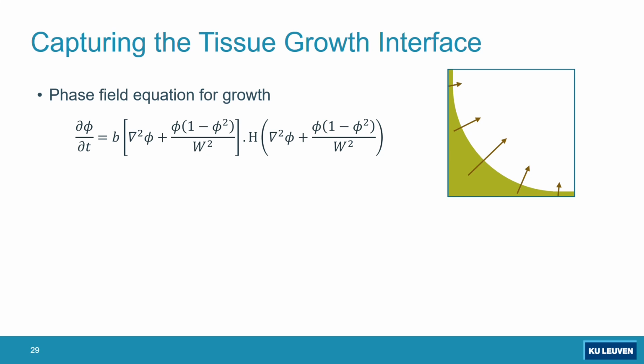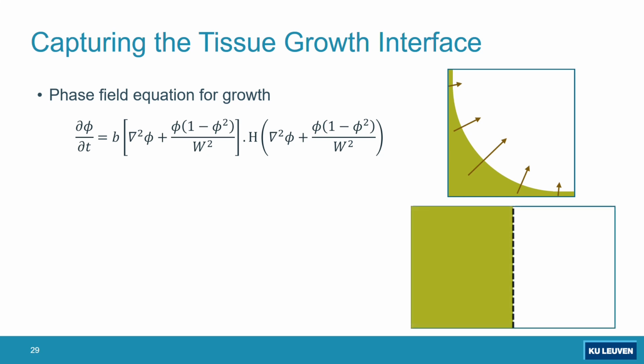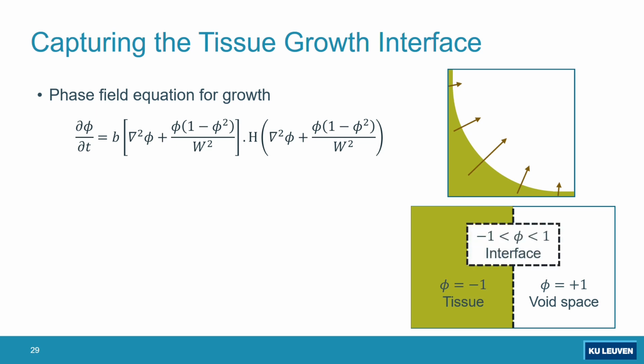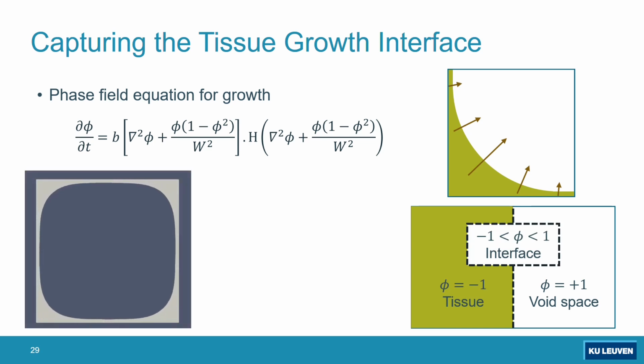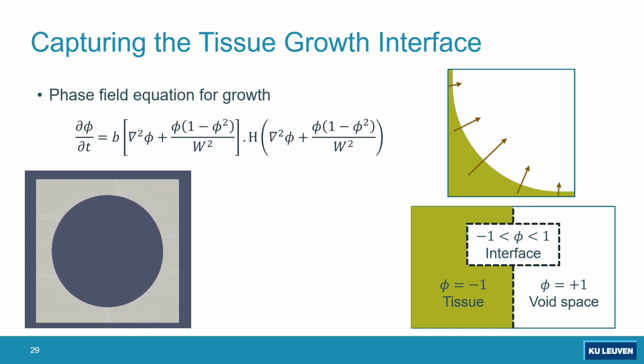field model. So in phase field models, it's like this: we have the void space when the phi function is positive, is 1, and then we have the tissue when it is -1, and the interface is defined via this transition between these two regions. So if we simulated this with a finite element model, it yields something like this in 2D and 3D.